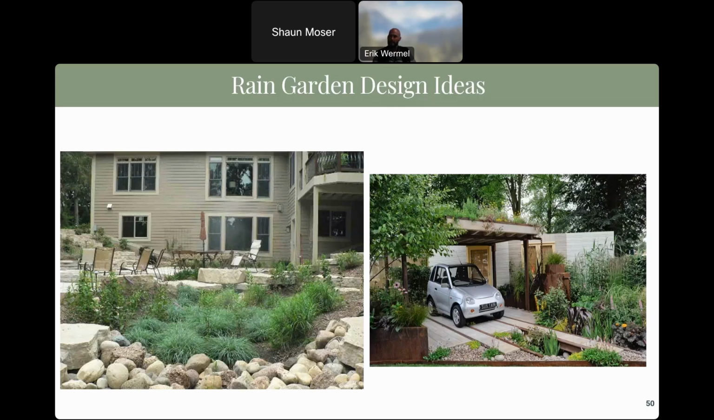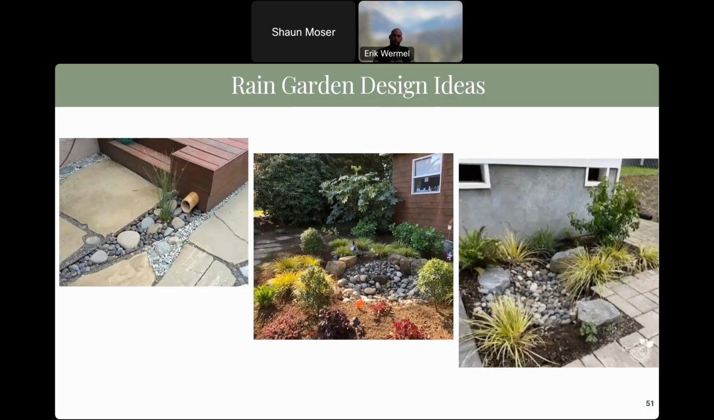So there's a lot of different ways that you can create these landscapes that trap our stormwater. And generally, the key element you want to think about is you're just creating little basins, little contours to start storing some of that water on your landscape. And they come in all shapes and sizes. So these are three fairly small little rain garden elements that were put in.